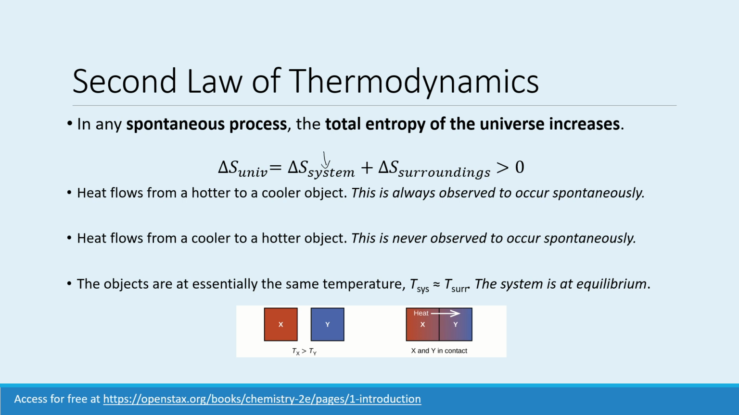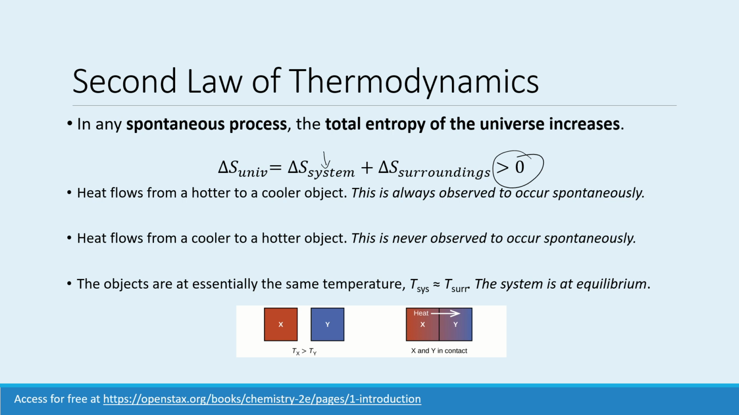Okay, so if we're looking at the total entropy increase, we've got to say of the universe, which includes both your system and your surroundings. So that total entropy change has to be positive. Okay, and so we look at this example of a hot object and a cold object. So we know that heat will always flow from the hot object to the cold object, right? This is a spontaneous process, but we're never going to see heat flow from the cold object to the hot object. That's a non-spontaneous process.